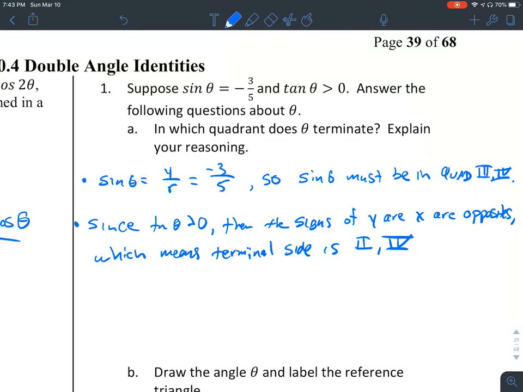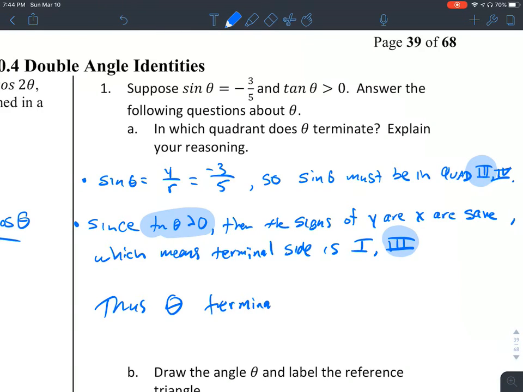Oops, I'm sorry, I said this wrong. Since tangent of theta is bigger than 0, the signs have to be the same. Can you say same? Which means the signs of x and y are the same in quadrants 1 and 3. So that must mean that the terminal side must be in quadrant 3. Thus, theta terminates in quadrant 3.